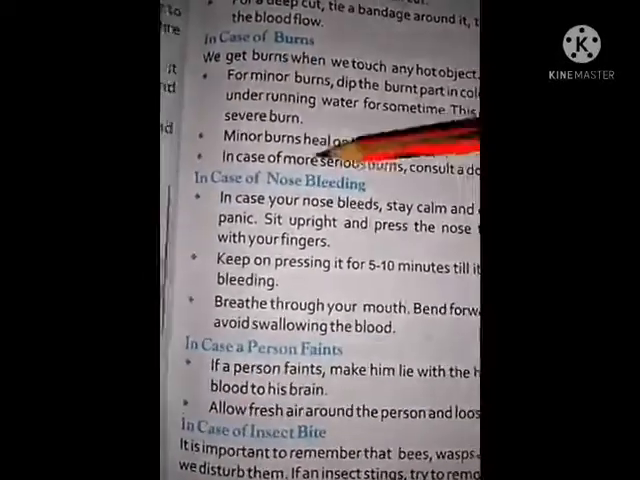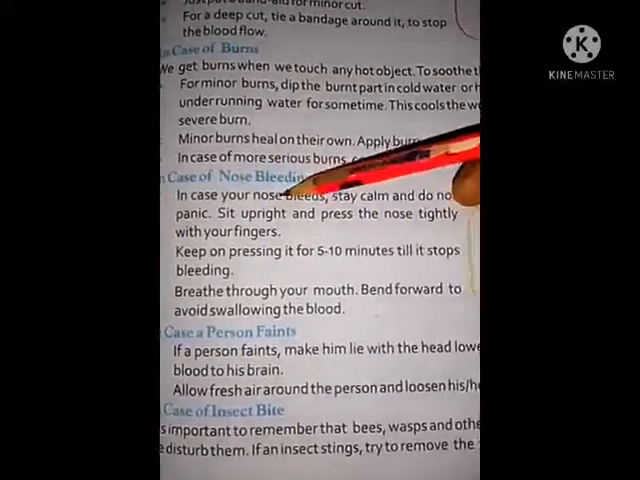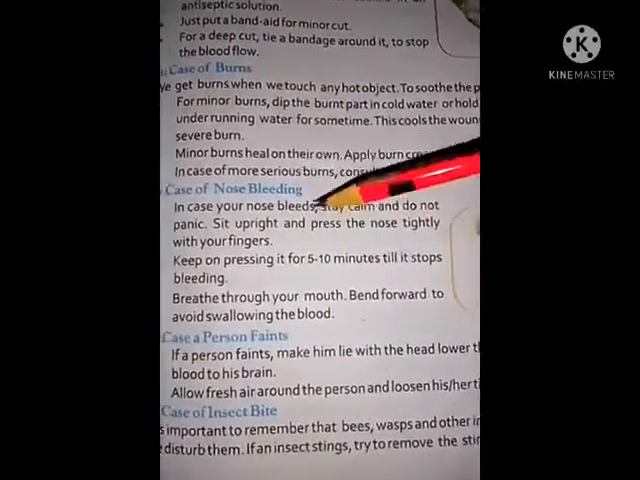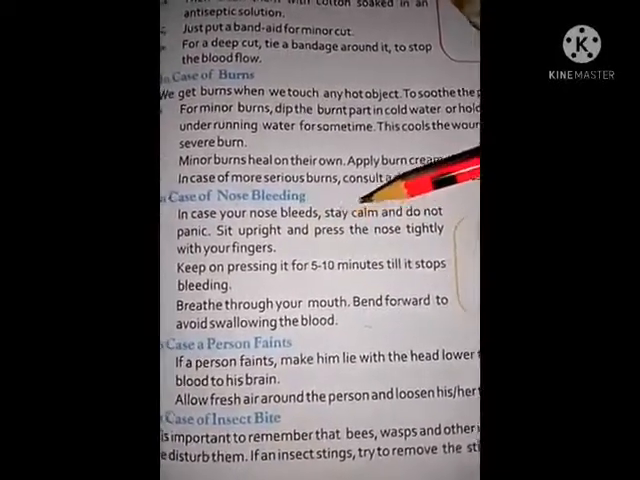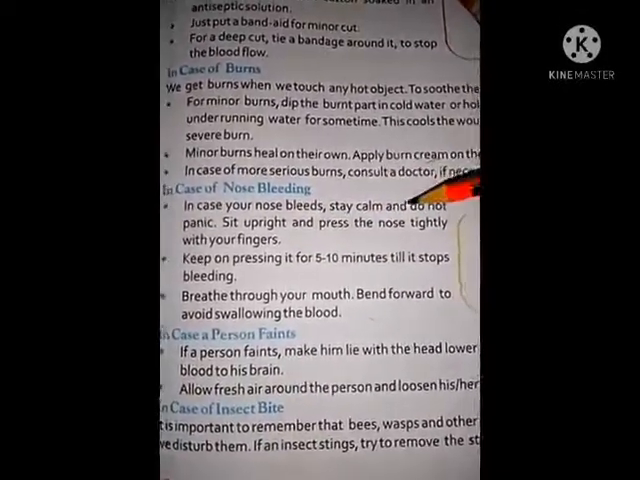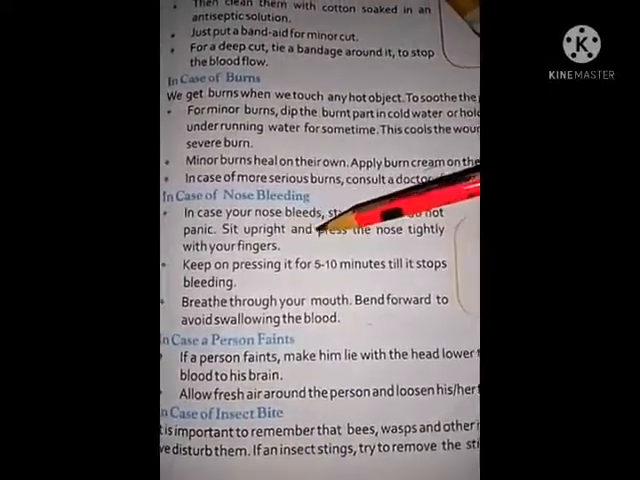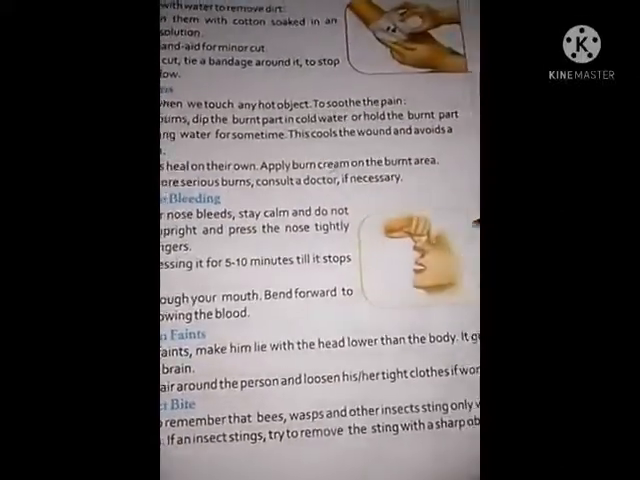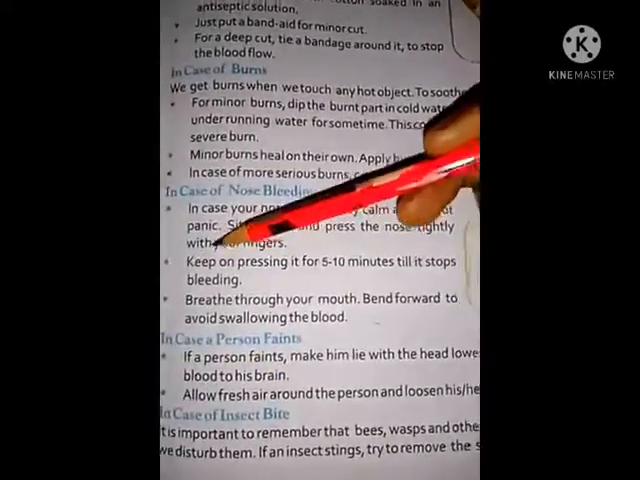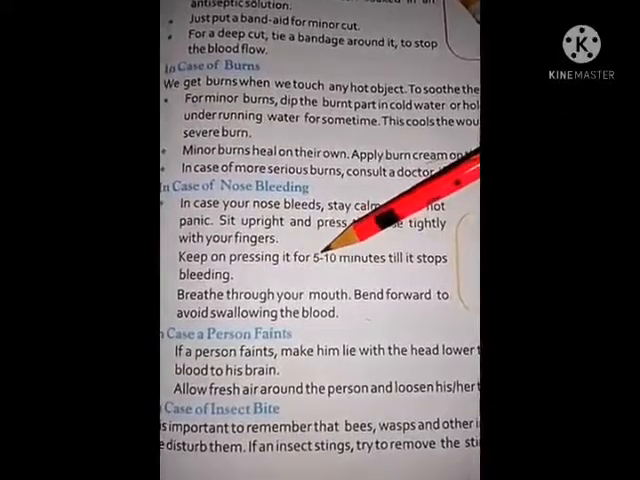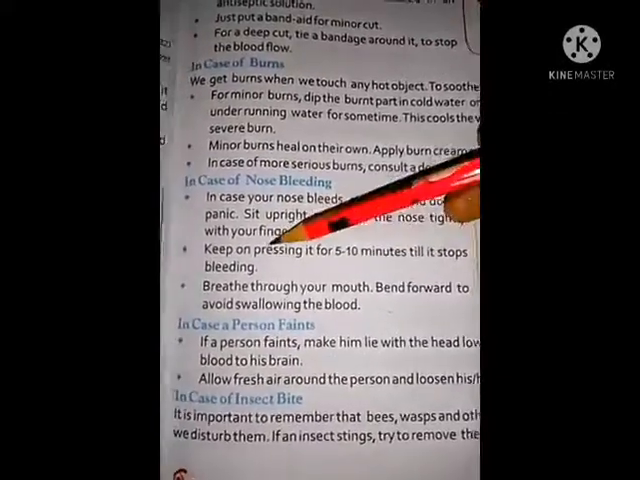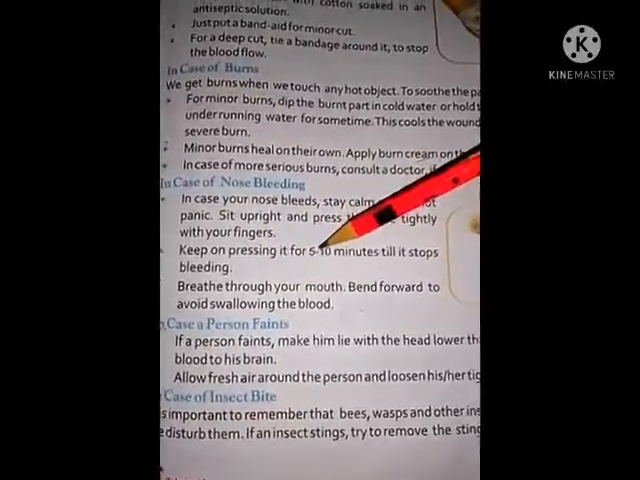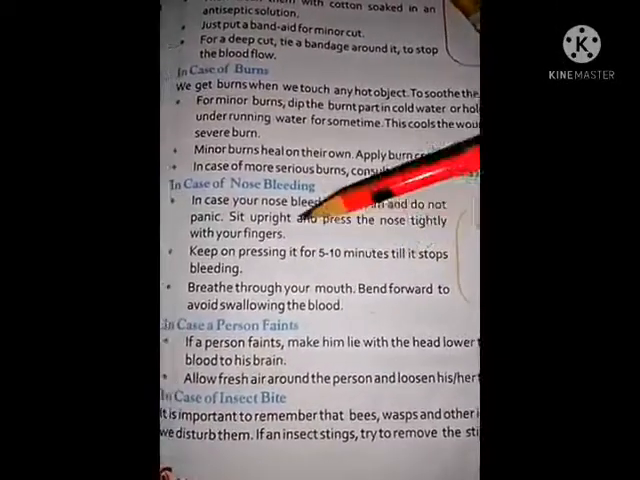Okay. Now say, in case of nose bleeds, stay calm and do not panic. Sit upright and press the nose tightly with your fingers, like that. Keep on pressing it for 5 to 10 minutes till it stops bleeding.